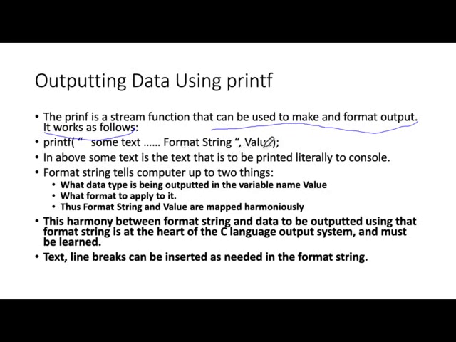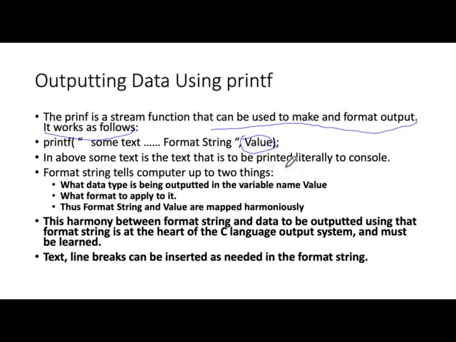And then after the text, we want to output the value, the data, which is called value, but the computer needs to know what type it is and what format to apply. Format usually includes two things. If it's a floating point number, how many decimals to show, and is there space left before or after, and things like that.